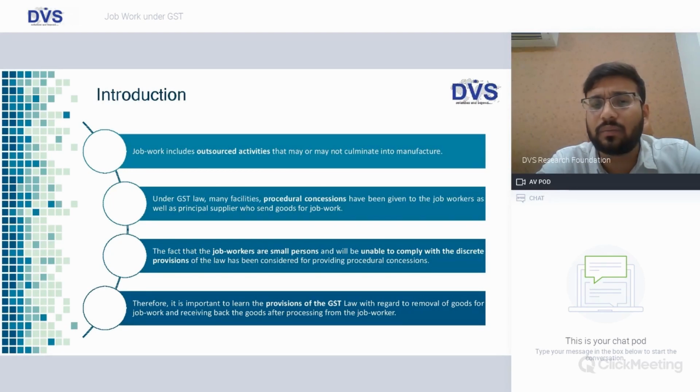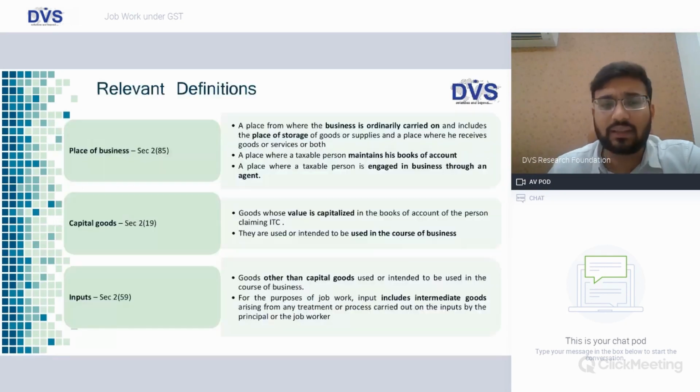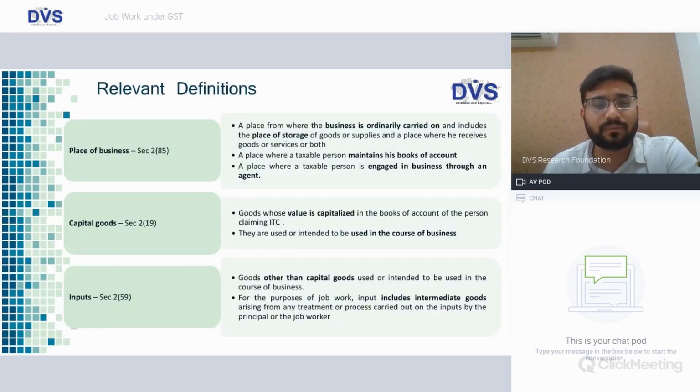Under GST laws, procedural concessions have been brought in for job workers. If you see, friends, their scale of operation would be relatively low as compared to normal dealers or normal manufacturers. So there are some procedural concessions available for job workers, or a kind of reverse charge scenario is applicable wherein job workers are involved. What are these? Let us see, friends.